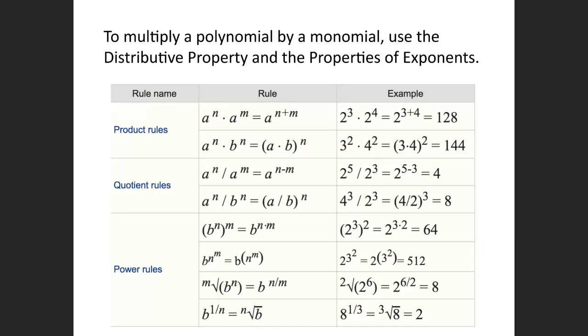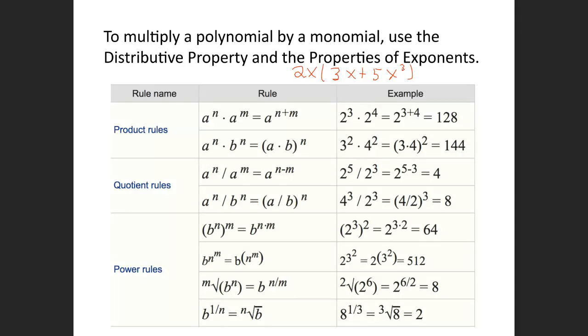Now, you should have multiplied polynomials in the past, and the rules are, when you multiply a polynomial by a binomial, use the distributive property and the properties of exponents. So for example, let me turn my marker on here so you can see what I'm doing. All right, let's say I gave you something like 2x times 3x plus 5x to the third.